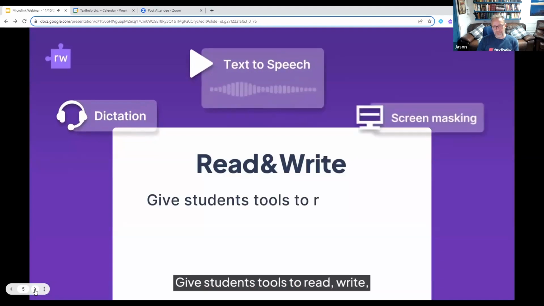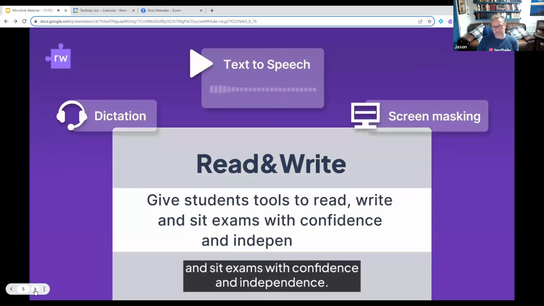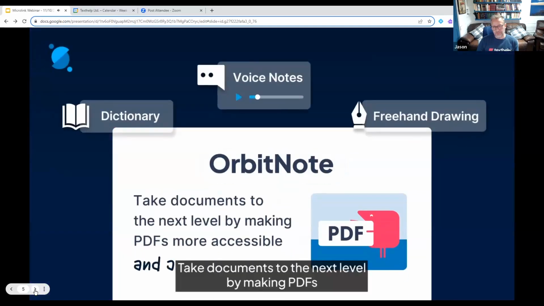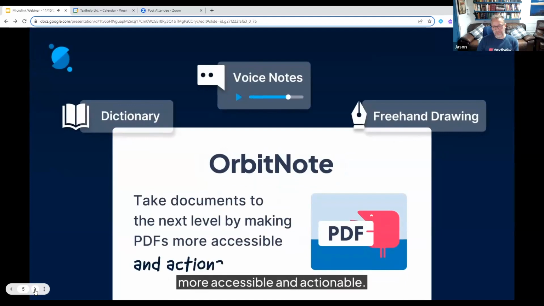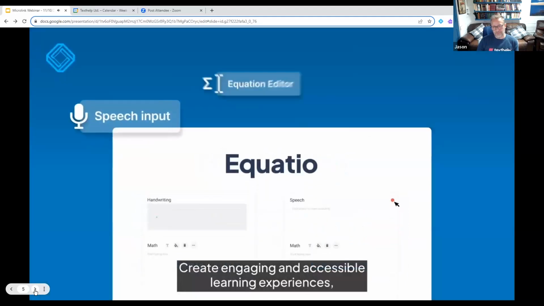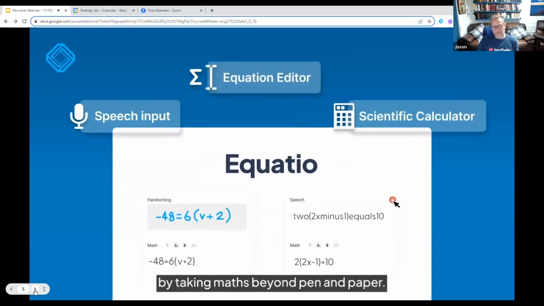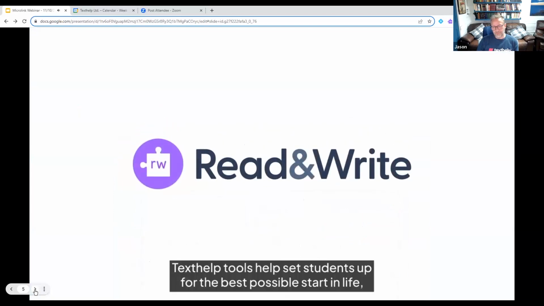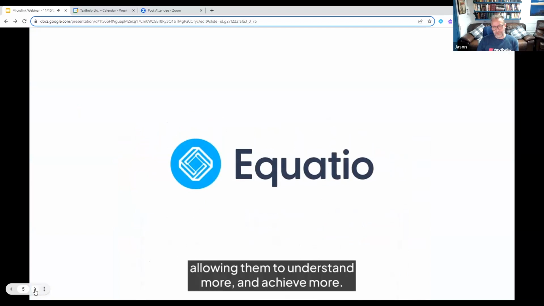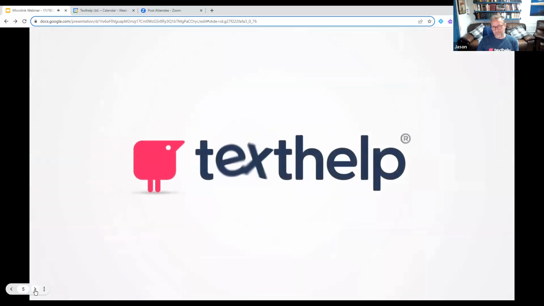Give students tools to read, write, and sit exams with confidence and independence. Take documents to the next level by making PDFs more accessible and actionable. Create engaging and accessible learning experiences by taking maths beyond pen and paper. TextHelp tools help set students up for the best possible start in life, allowing them to understand more and achieve more.